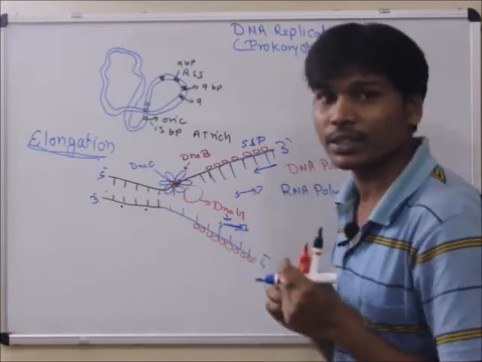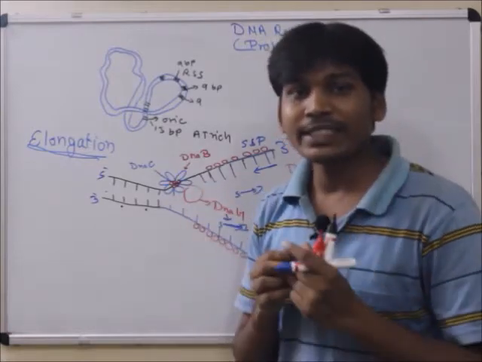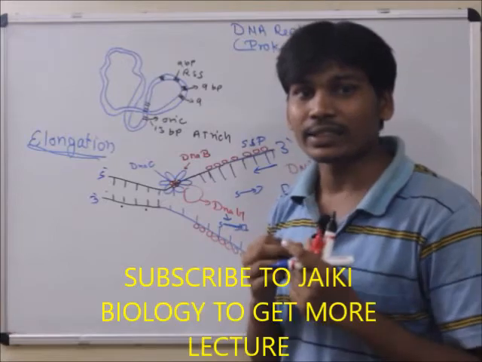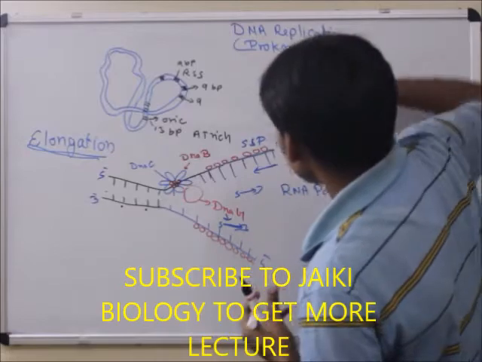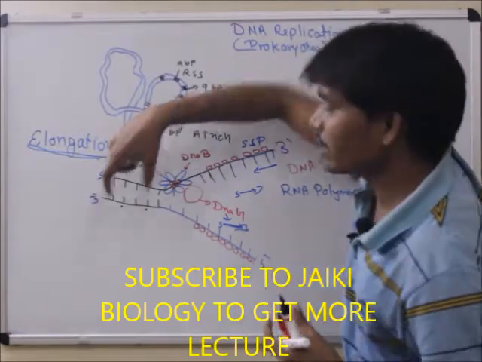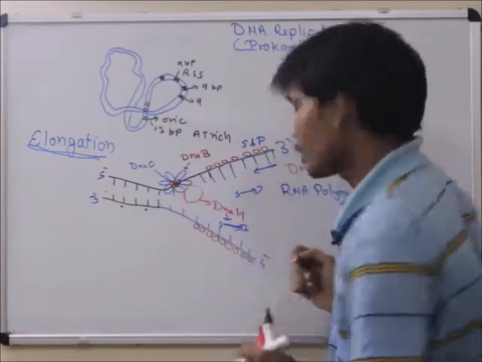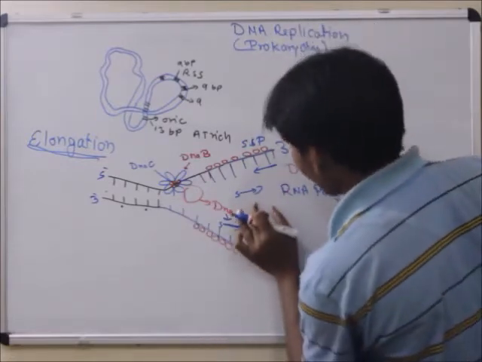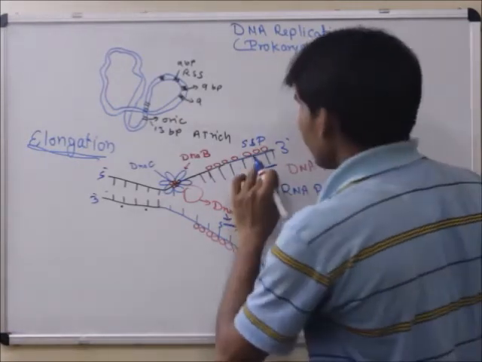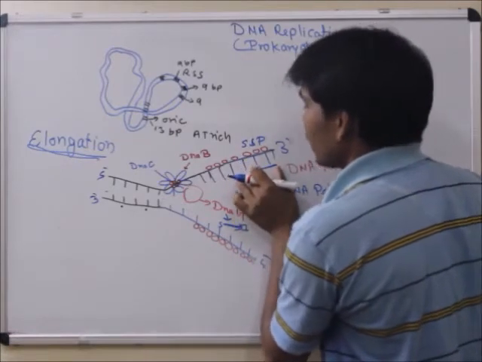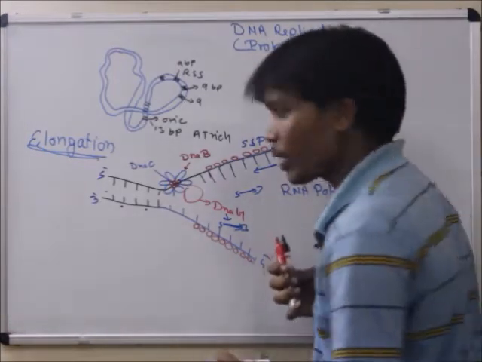for the students in examinations, where examiners can ask in which direction template reading occurs, 5 to 3 or 3 to 5. Then the answer is that the template is read in the 3 to 5 direction and actual DNA synthesis occurs in the 5 to 3 direction. Okay, so when the primer is attached at the 3 OH, 3 prime, then the DNA polymerase adds nucleotides and moves in the 5 to 3 direction. But in another instance, there is a problem.